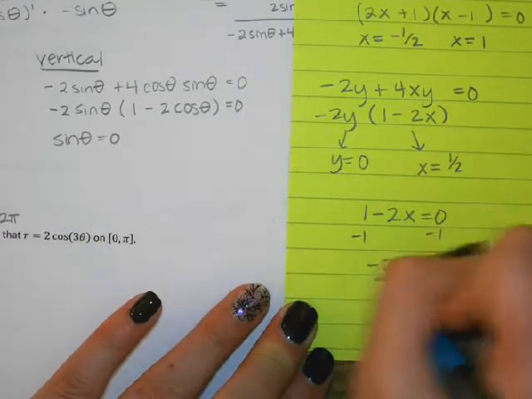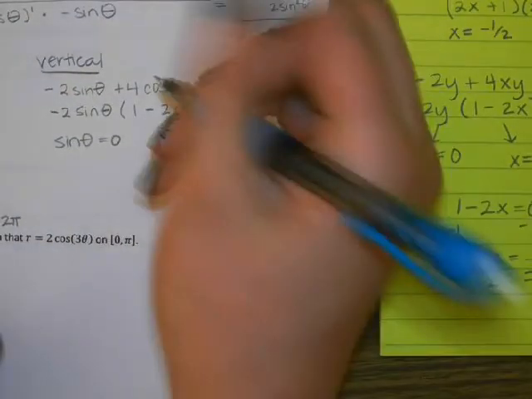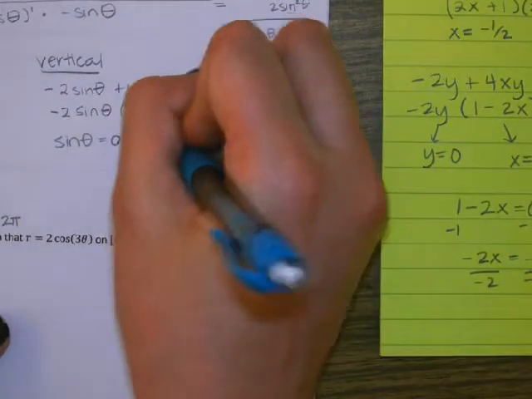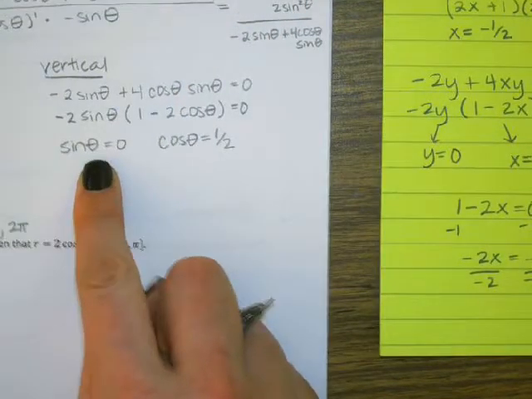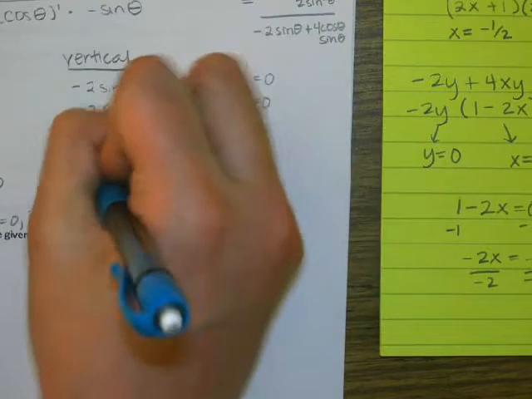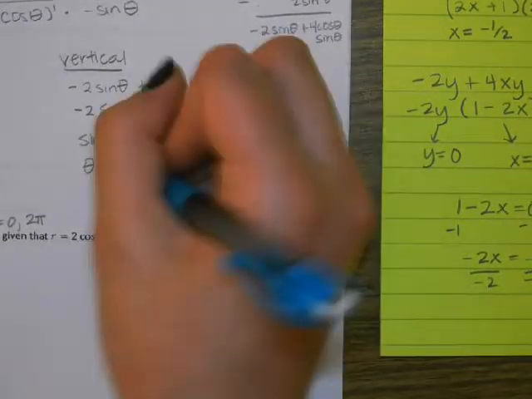It's not quite the same as the ones you guys are used to, but it's still. So we have to solve for theta too. So cos theta is 1/2. Here we're asking what values of theta, what angles, have a y coordinate of 0. Where do we see a y coordinate of 0? 0, pi, 2 pi.